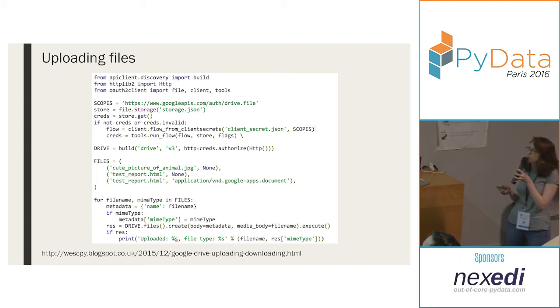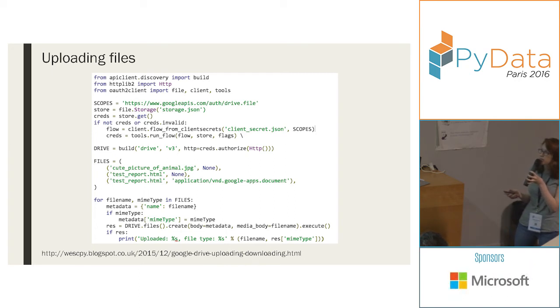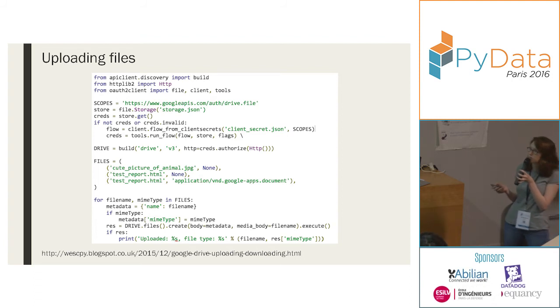So I create a connection to the API using the build function. Drive is the name of the API, v2 is the version, and then I'm going to specify some credentials as well. Then I loop through the files. I define some metadata, including the name of the file when I've uploaded it to Google Docs. The media body is also equal to the file name, so that tells you what the content of the file should be, and then define the media type that I'm going to convert it to.